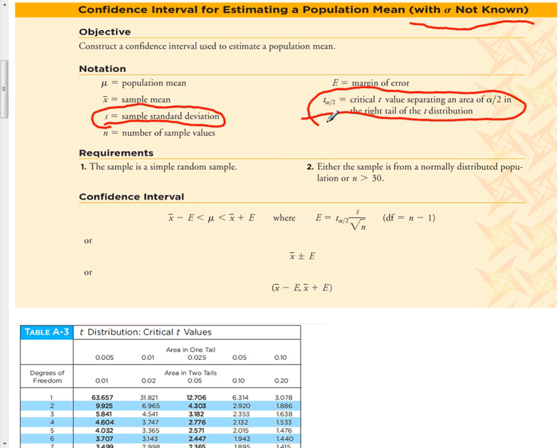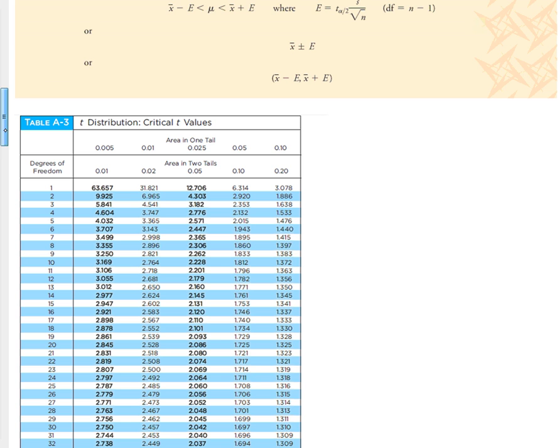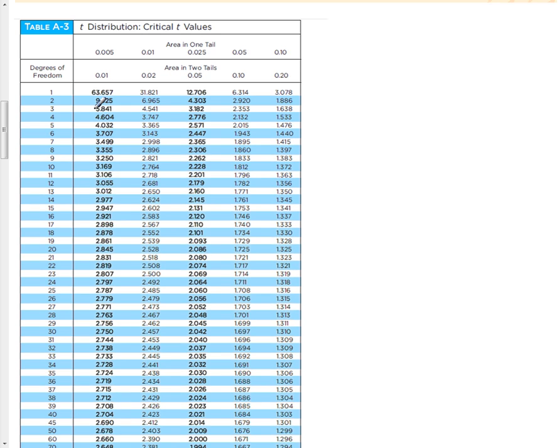All right, let's talk about this one, the critical t value. The critical t value is the value separating an area of alpha over 2 in the right tail of the t distribution. So this is not the standard normal distribution we're talking about. This is the student t distribution. Down here, table A3 in the back of your book has a list of critical values for the student t distribution. So here's how we're going to find our critical t scores.